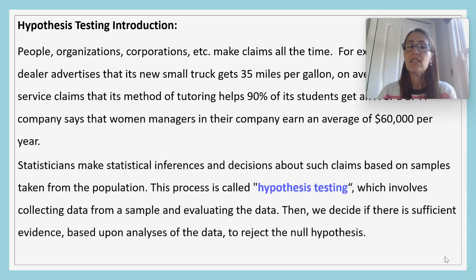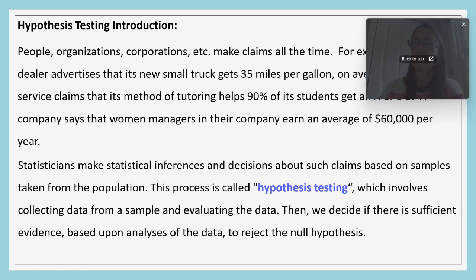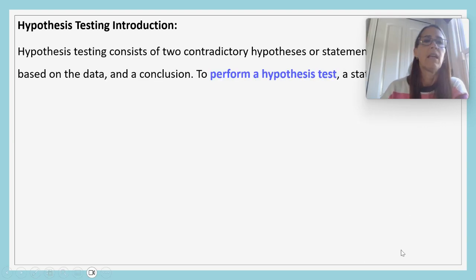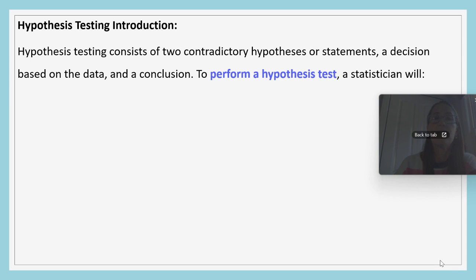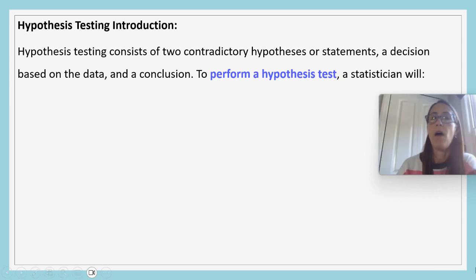Statisticians make statistical inferences and decisions about claims based on samples taken from the population. This process is called hypothesis testing. This involves collecting data from a sample and evaluating that data. Then we decide if there is sufficient evidence based upon analyses of the data to reject the null hypothesis. So hypothesis testing consists of two contradictory hypotheses or statements, a decision based on the data, and a conclusion.